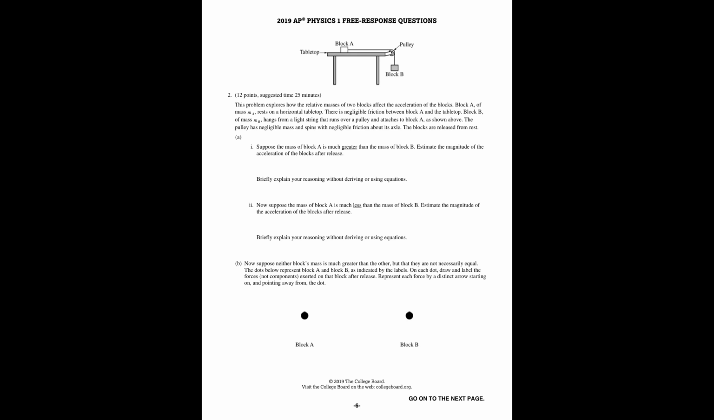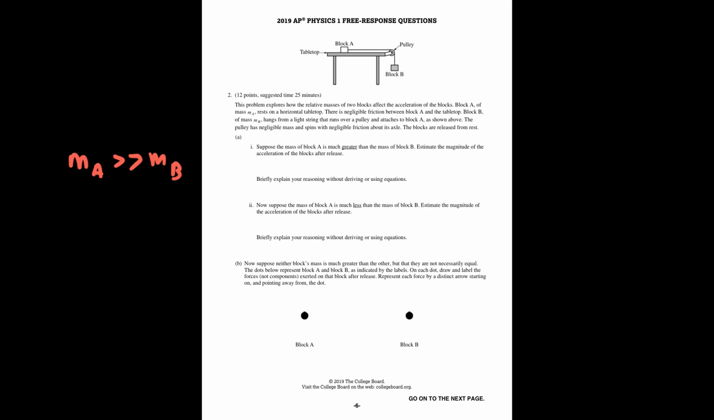Part A1 says, suppose the mass of block A is much greater than the mass of block B. Estimate the magnitude of the acceleration of the blocks after release. And so for the first part here, A1, we're to assume that the mass of block A is much greater than the mass of block B. And so I'm thinking that despite the mass of block A being much greater than the mass of block B, I think the system will still accelerate.